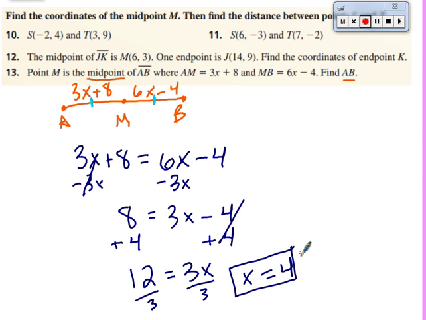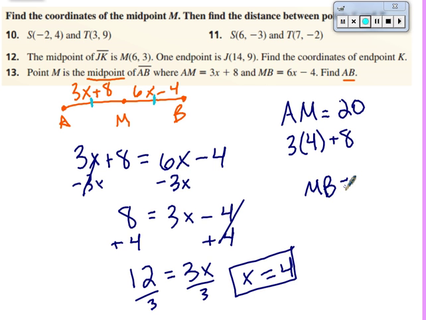Now, I'm not done with the problem because I need to go actually find that length. So I'm going to take the 4 and plug it back in for x. To find the distance of AM, I'm going to do 3 times 4 plus 8. That's 12 plus 8, which is 20. Then you need to find the distance of MB, or the other side. That would be taking 6 times 4 minus 4. If you plug it back in, that's 24 minus 4, which is also 20.